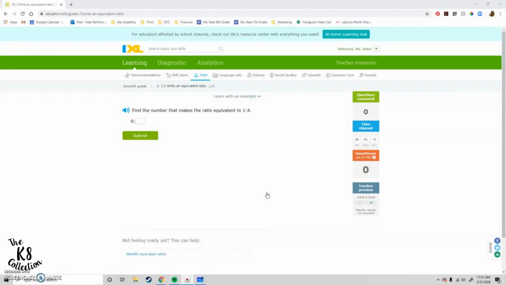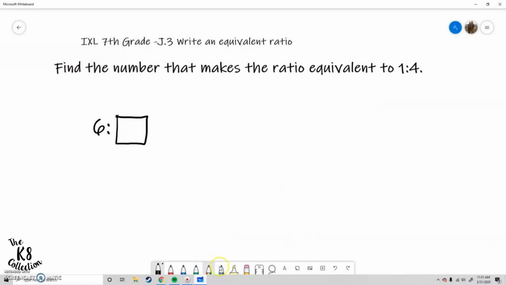It says find the number that makes the ratio equivalent to 1, 4, when 6 is the first half of the ratio. So I'm going to go ahead and switch over to my whiteboard here, and I've copied it down. So remember, when we are using ratios, when it's presented to you with colons, so 1:4, it's a great idea to rewrite that and to do it as a fraction, because it'll make using the butterfly effect a lot easier.